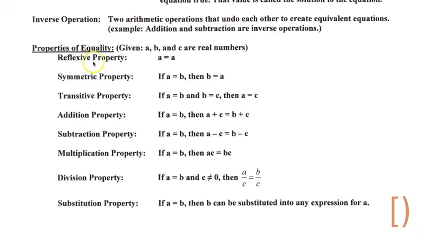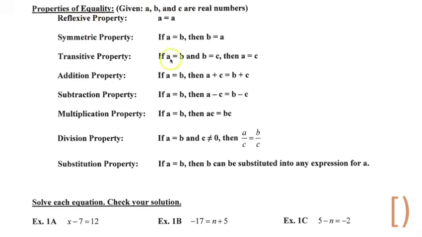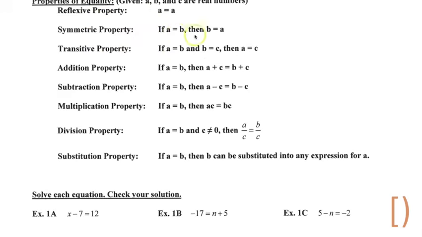I'm going to run through them real quick. We have the reflexive property, A equals A. Symmetric property: if A equals B, then it makes sense that B would also equal A. The transitive property: if A equals B and B equals C, since these match, you go from here all the way to here, and A equals C. They're the ones we use to do inverse operations.